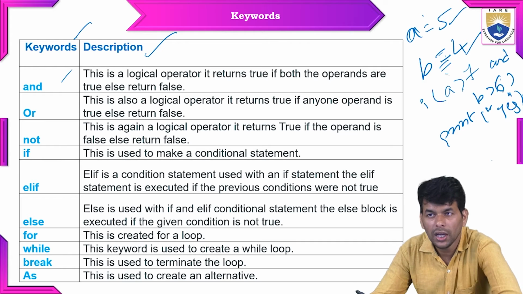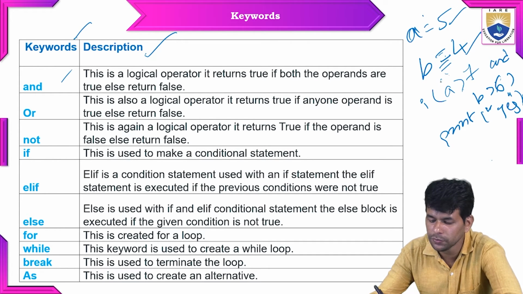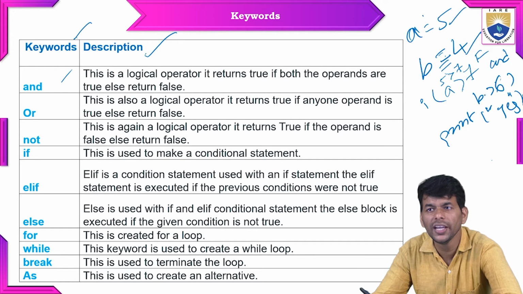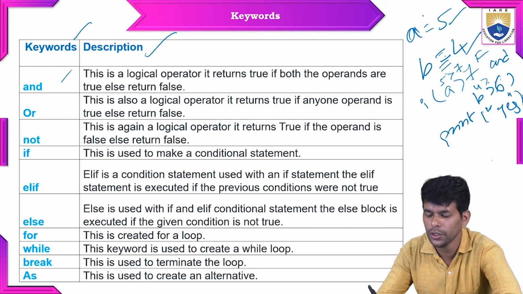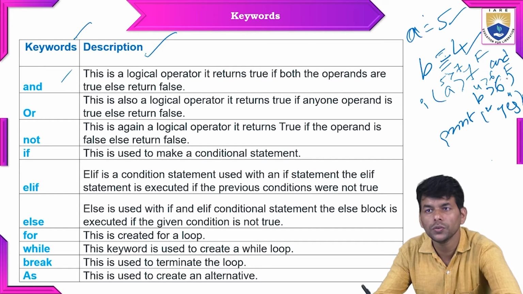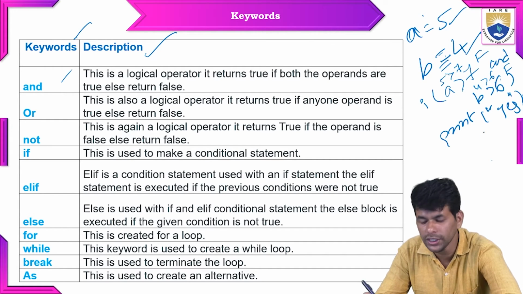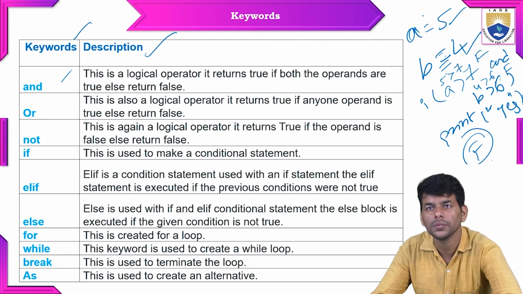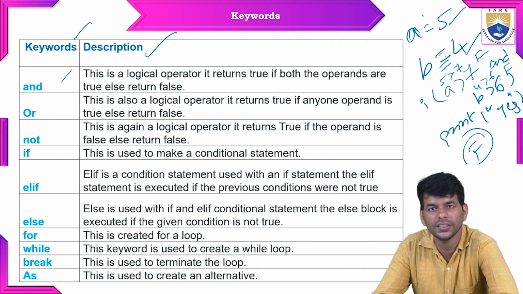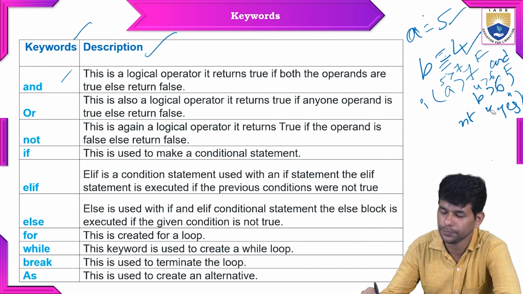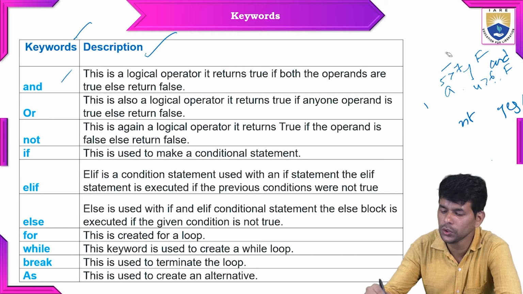So we will compare here. What is the A value? The A value is 5. Is 5 greater than 7? No, it is false. Then again, what is the B value? The B value is 4. Is 4 greater than 6? No, it is also false. So both are false values, and the output is false only. That means the logical AND operator is saying that only if both statements are true will the output be true. Otherwise, we will get a false output. So this is about the logical AND operator.